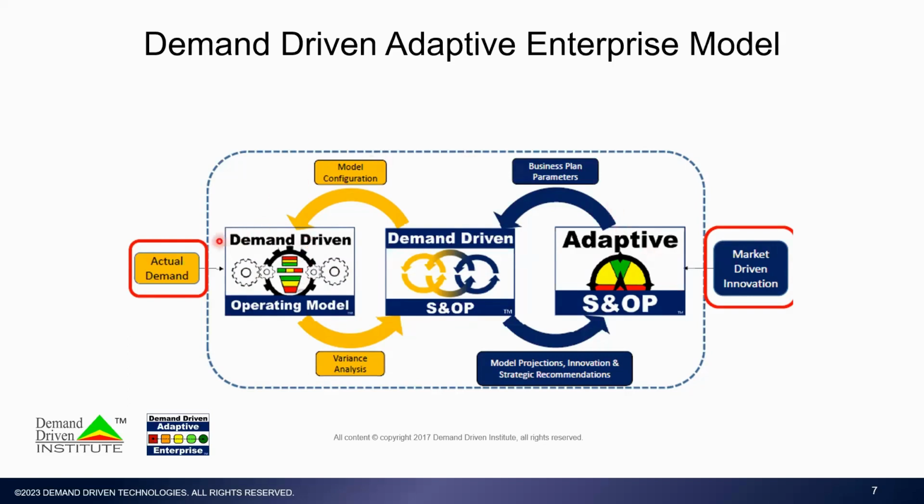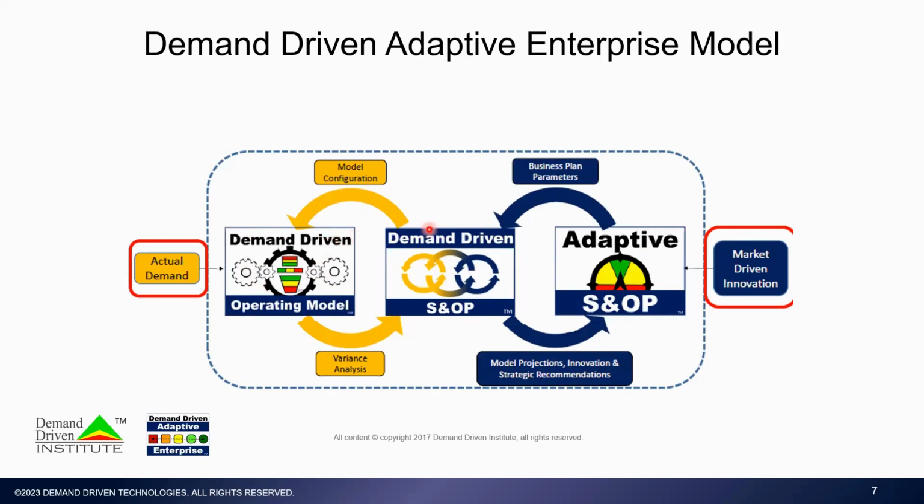The link between these two ends of the spectrum is a concept called demand-driven S&OP, where we're going to take these longer range forecasts of where we're going, projections of what we need to do, and tie it into the tactical and execution phase of how we operate today.